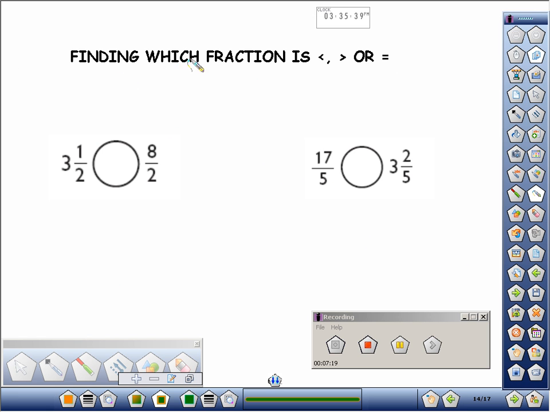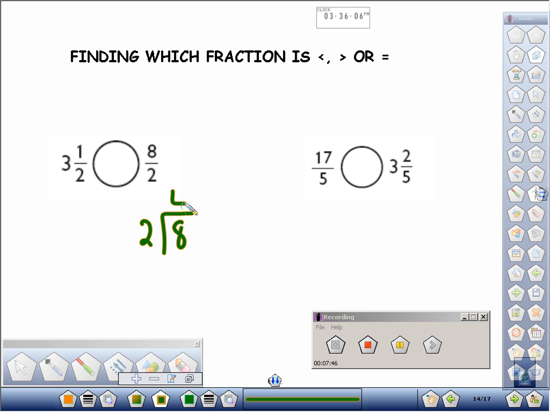Now the next one is finding which fraction is less than, greater than, or equal to. You notice here we have a mixed number, and on this one we have an improper fraction. So the best thing we can do is either change both of these to an improper fraction or change them both to a mixed number. I think it's easier to change them to a mixed number. That's what I do. So we have 8/2. We learned earlier you divide 2 into 8. It goes 4 times, with no remainder. So this is actually equal to 4. So 3 and 1/2 is going to be less than 4.